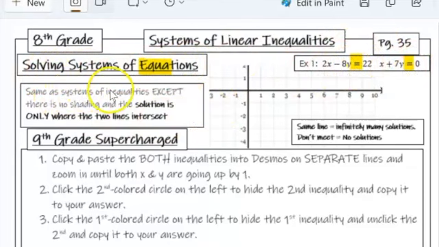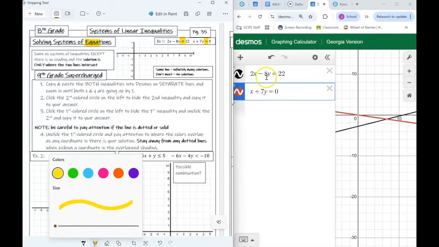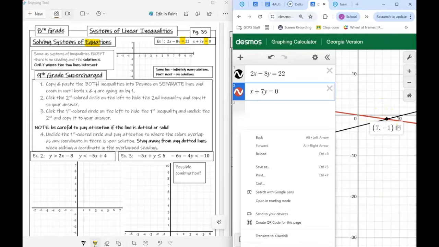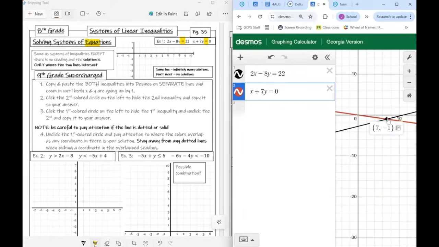So it's the same as systems of inequalities, except there's no shading and the solution's only where the two lines intersect. So I've gone ahead and put the system of equations in, and you can see there's no shading and your solution is where they intersect. Because what can you tell me about an equal sign? It's always a solid line. So technically the shading overlapping is where the two solid lines overlap, because there's no other shading but the solid lines. So that is your 8th grade.